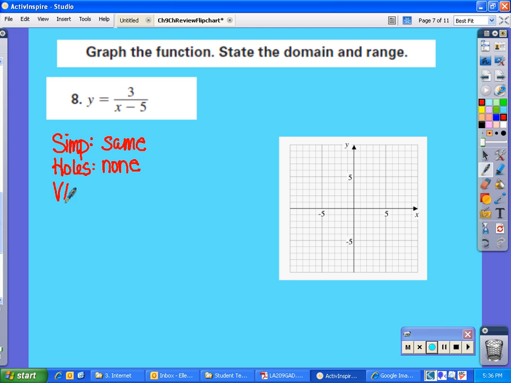The next thing that we might look for is a vertical asymptote. We find a vertical asymptote by setting our denominator equal to 0. In this case, that's x minus 5 equals 0 or x equals 5. At x equals 5, I'm going to put in a dashed vertical line, which is our vertical asymptote.